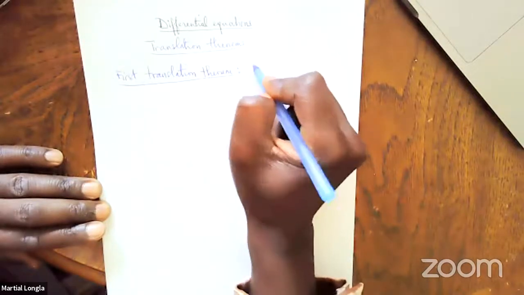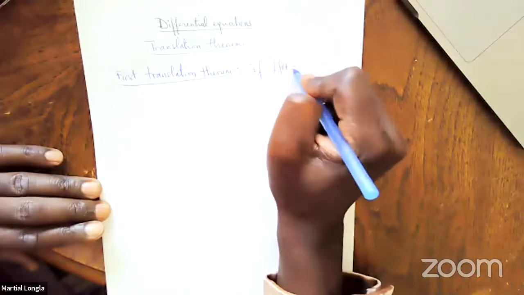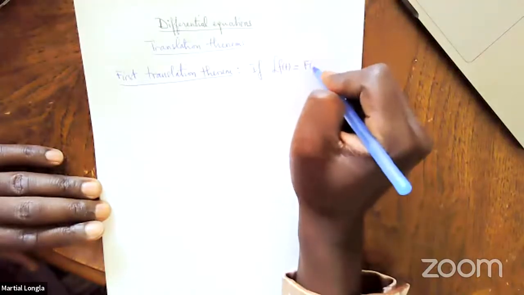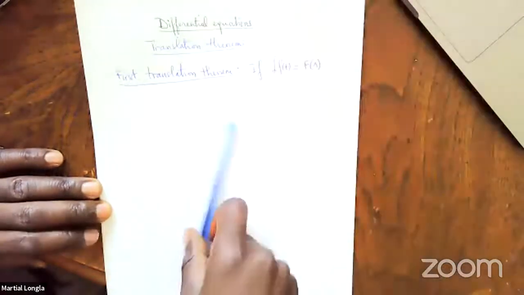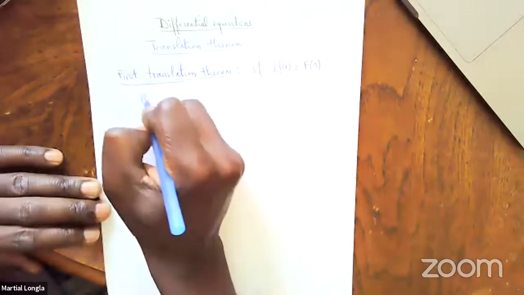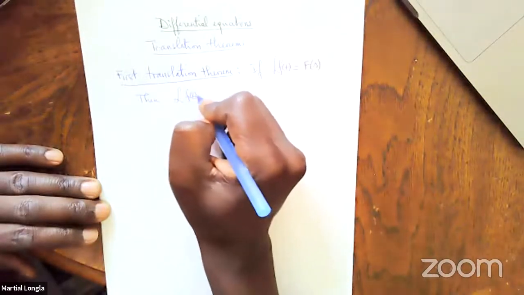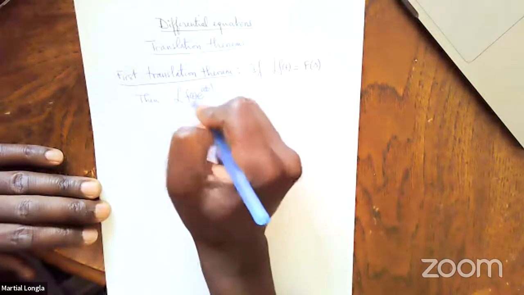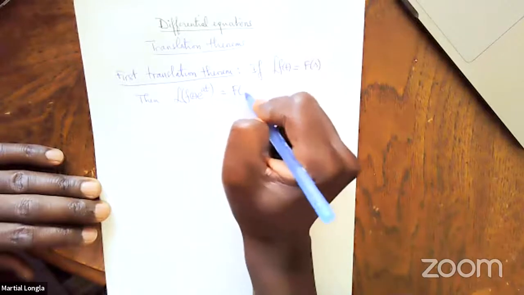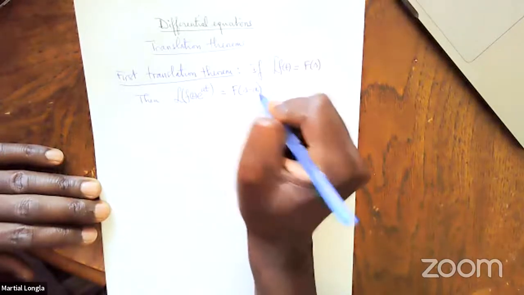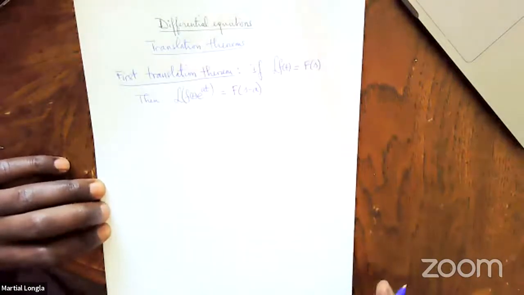It says, if the Laplace transform of f of t is equal to capital F of s, then the Laplace transform of f of t times e to the at is equal to capital F of s minus a. This is what we call the first translation theorem.